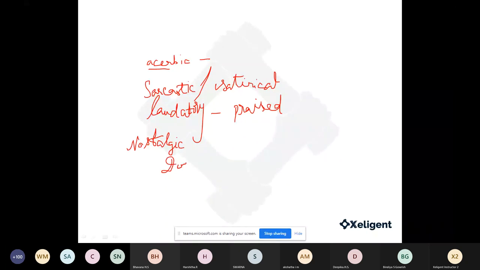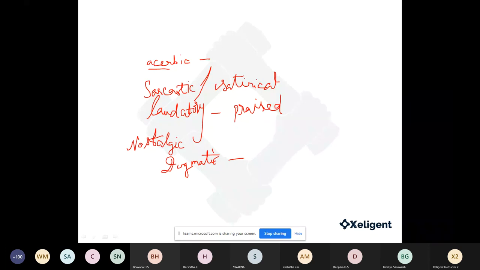Next one is dogmatic. So here dogmatic means making or proving something, a fact, to be true, but there are no relevant facts. The explanation is unclear, it's not proven accordingly. So the author is actually proving something to be true, but there are no proper facts supporting the concept. That is dogmatic.